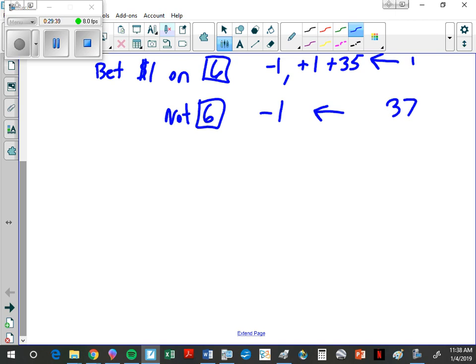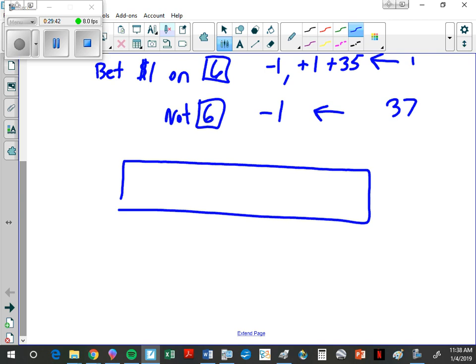Okay? So, in my box, what's inside there? 1 copy of 35 and 37 copies of -1. Okay, now, before you do anything else, would you rather play this game or red? Let's check. And some of you already know the answer because we talked about this before.